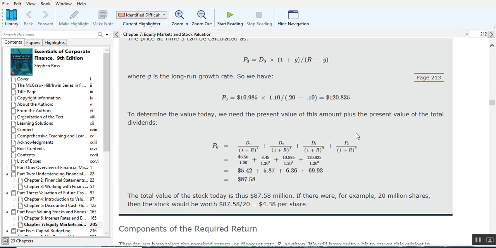Anyway, so you have the calculated price of the stock in year 3. So here is the price in year 3. They calculated it using the dividend growth model, it looks like. Put that in here, and you calculate this out. You have the 120.835 from here. And you wind up with a calculated present value of that share of stock that's going to be worth $120.835 in 3 years. The present value is $87.58.